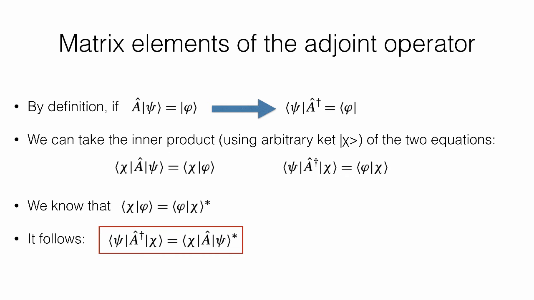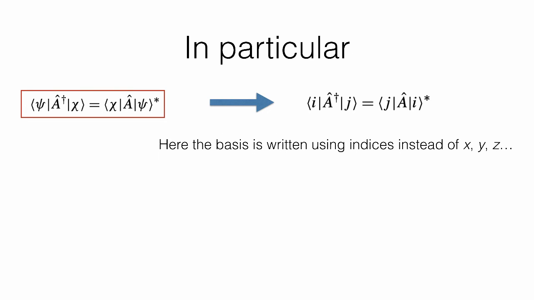And then when we do that, we find that the only way for this to be true is that the matrix element phi A dagger chi is equal to the complex conjugate of the matrix element chi A psi. So just to make sure that things are clear, let's use, for example, i and j, and suppose that i and j are a particular basis set. We find that A dagger represented in a matrix form is nothing but the complex conjugate of A with i and j exchanged, which corresponds to the transpose and conjugate because of the star.